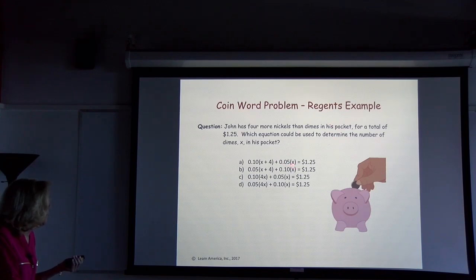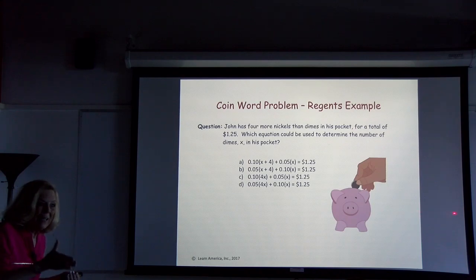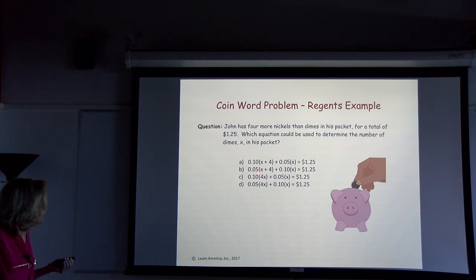Okay, I'm going to use x and then x plus 4. So I notice in this case now that I've got either A and B as my choices. This is 4 times x, but if it says 4 more than, that means I have to add on the 4. And now what you notice is that x represents the number of dimes, but what's the value of the dimes?